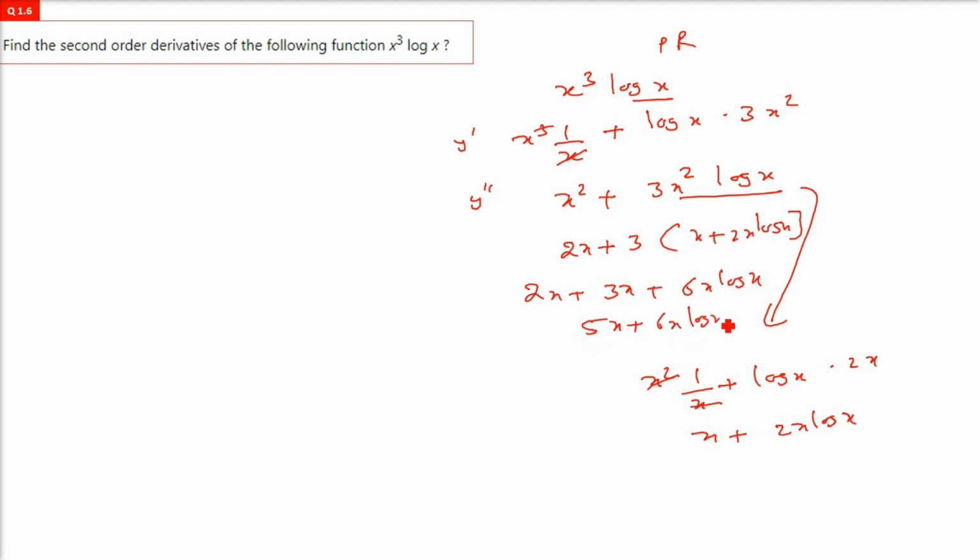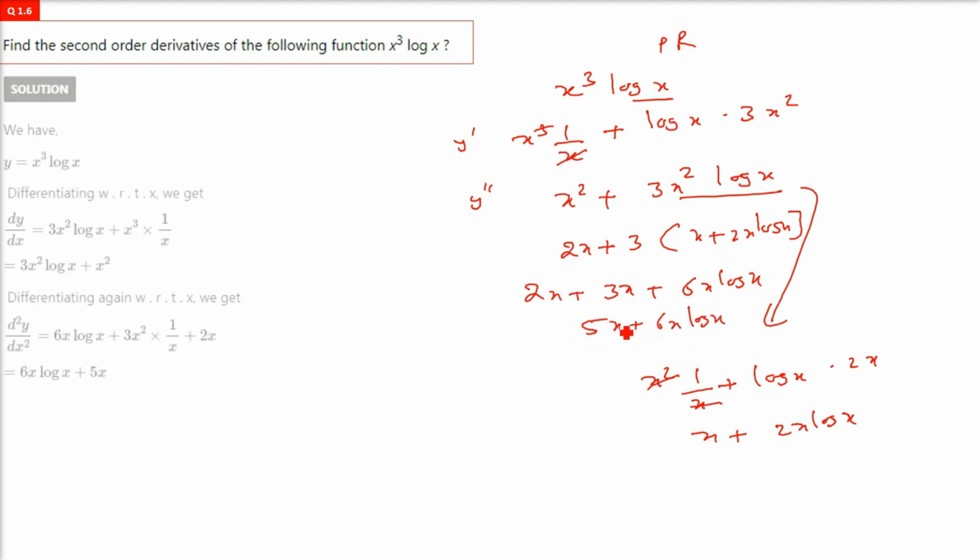This will be your final answer. If you want to see the answer also and how you're going to write it, this is how you're going to write it. But do remember, you have to write it very neat and clean and with all the wordings and sentences like this. You have to show each and every step to the examiner or the teacher.